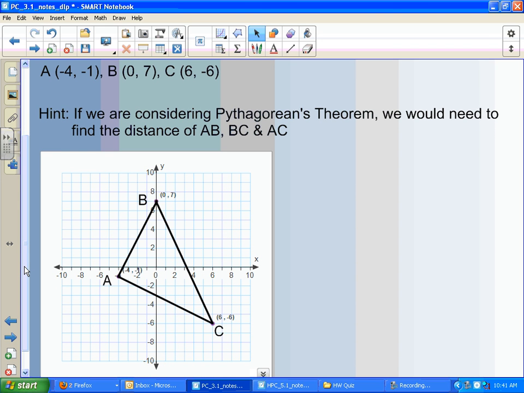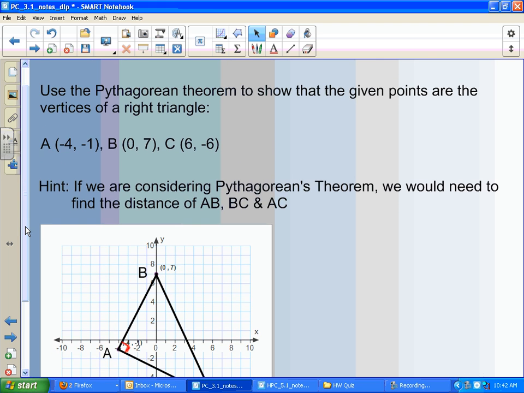So we know what the coordinates are. We connect those points, we get this triangle, and we look at that triangle. And you might want to say, hey, it looks like it's a right triangle. It looks like maybe this corner down here is a 90. But we don't want to make an assumption that it's 90. We actually would have to prove that it's 90.